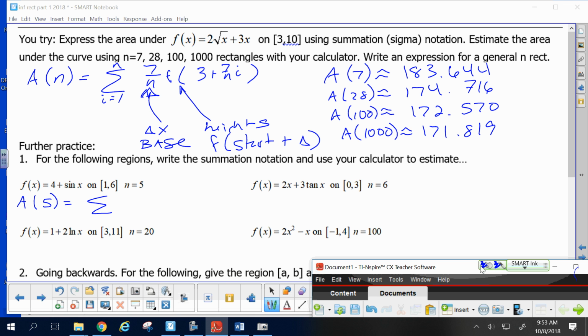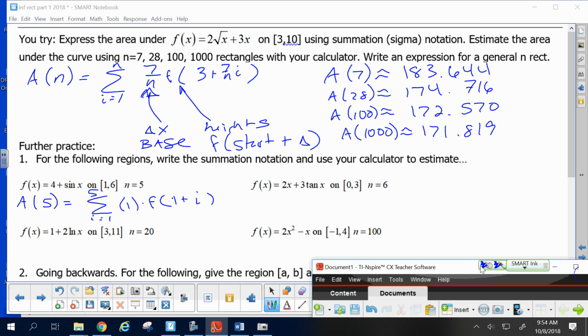The total region is 5 divided by n, which is 5, so the base of each rectangle is 1, times the heights, which are f at. What goes into the f is the starting value plus how many deltas? So f at 1 plus each delta, which is 1, how many times? i times, from i equals 1 to i equals, in this case, 5. All right?